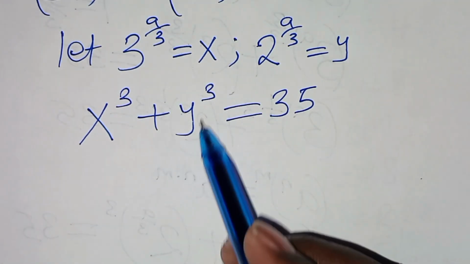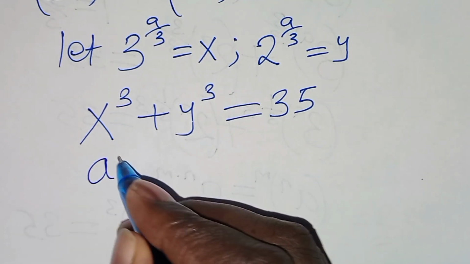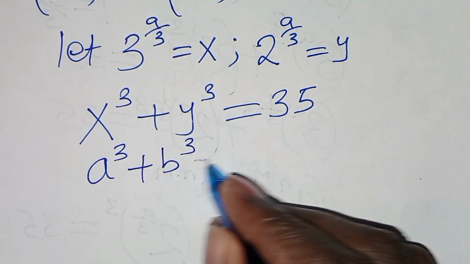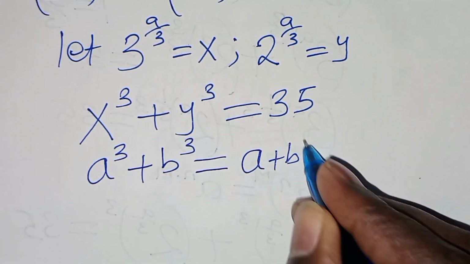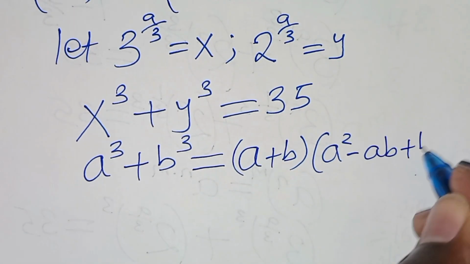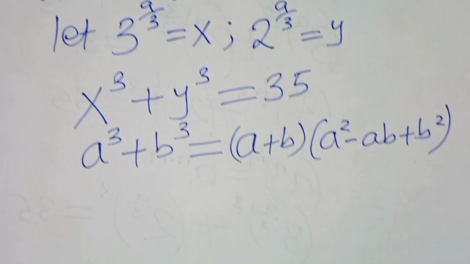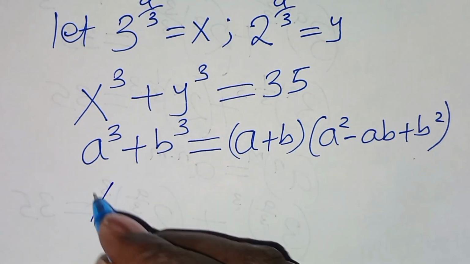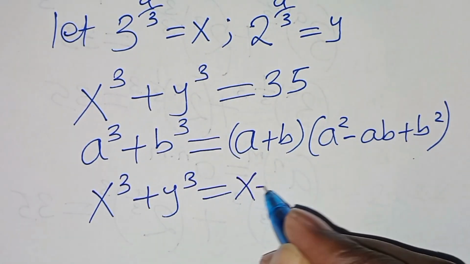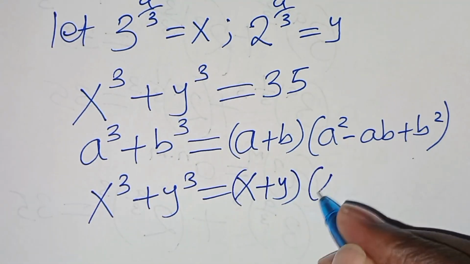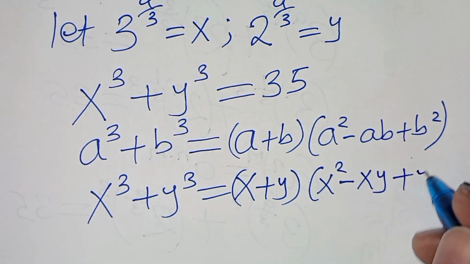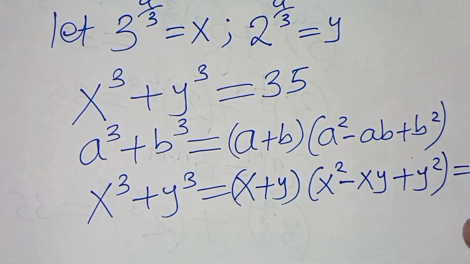Now x to power 3 plus y to power 3 is in the form of a cubed plus b cubed, the sum of two cubes, which we can express as a plus b times a squared minus ab plus b squared. So this implies that x to power 3 plus y to power 3 is the same thing as x plus y times x squared minus xy plus y squared. Now this should be equal to 35.